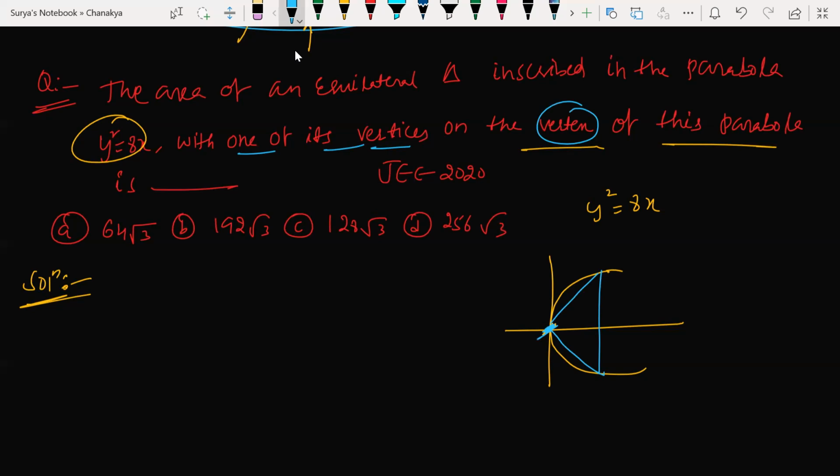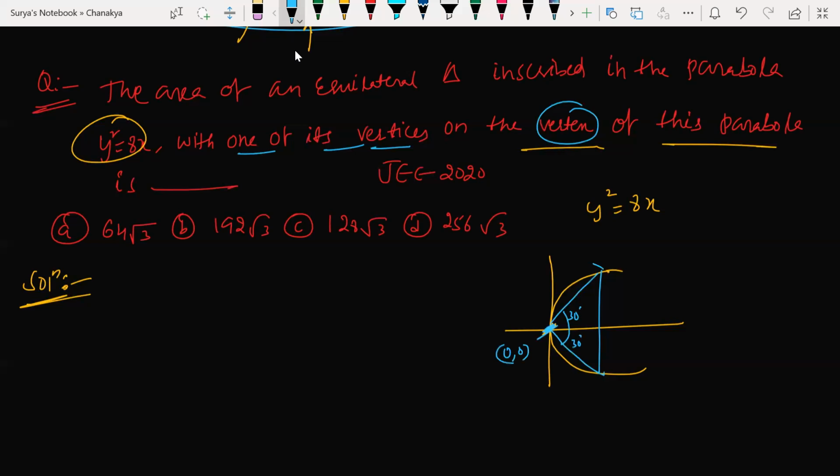This is an equilateral triangle. Equilateral triangle is nothing but, what is this angle going to be? 30 degrees, 30 and 30. Am I correct? Each angle would be 60, right? So this is my origin.